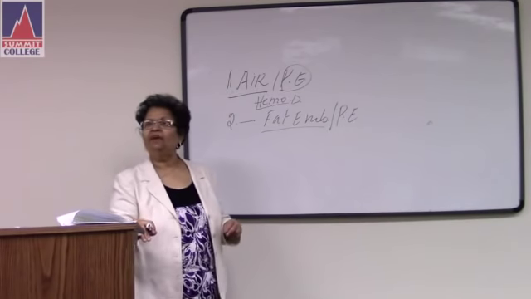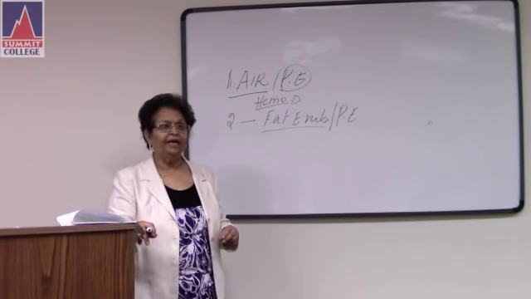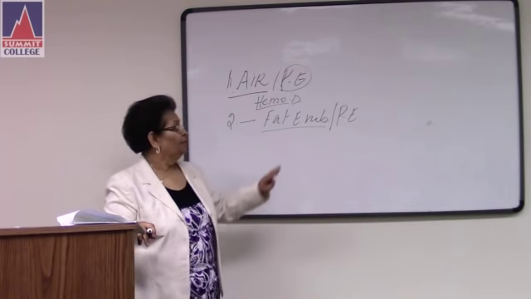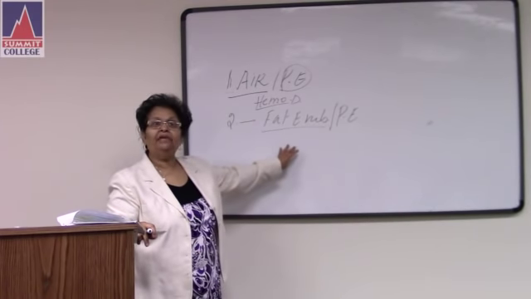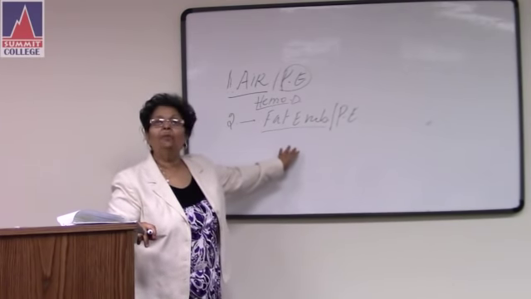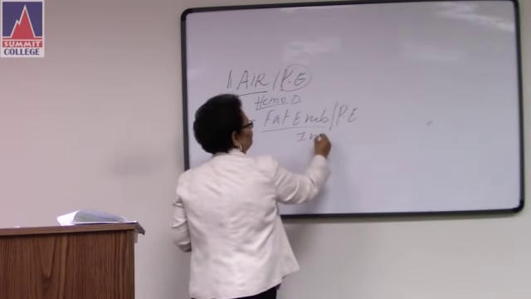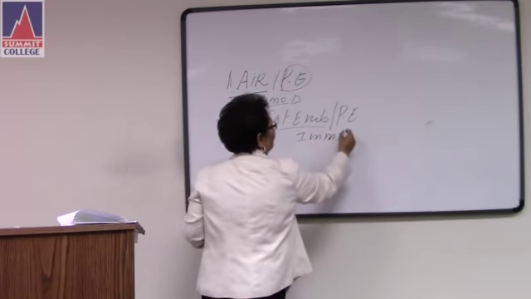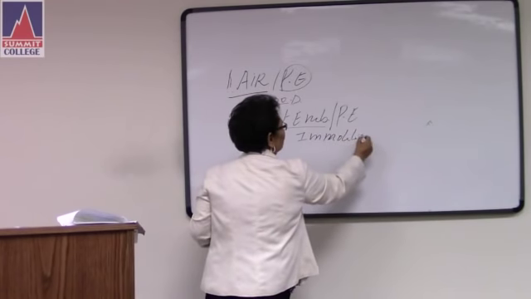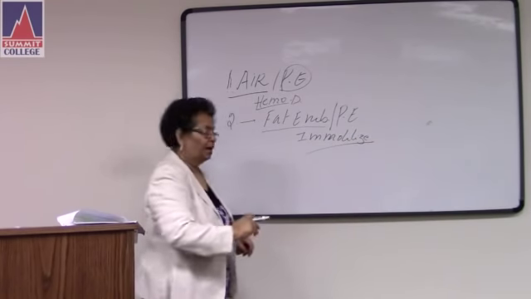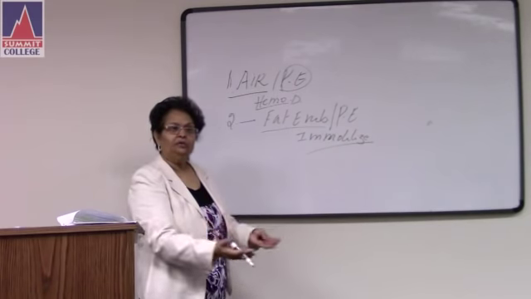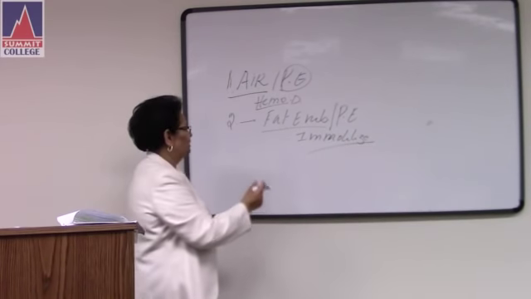How do you prevent fat embolism from going into pulmonary embolism? Your answer: first thing, when a patient has a fracture, immobilize your patient. So write down the word immobilize. What is the meaning of immobilize? Don't let your patient move. And you are using something to immobilize.